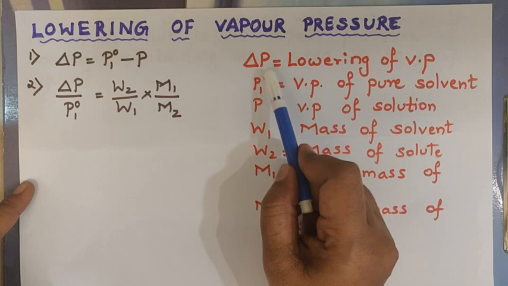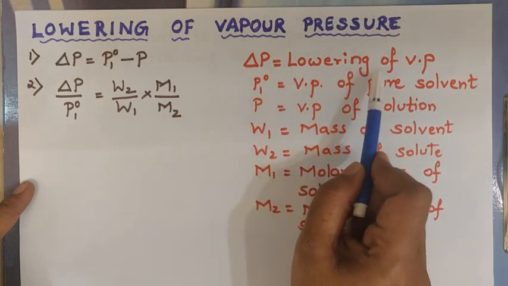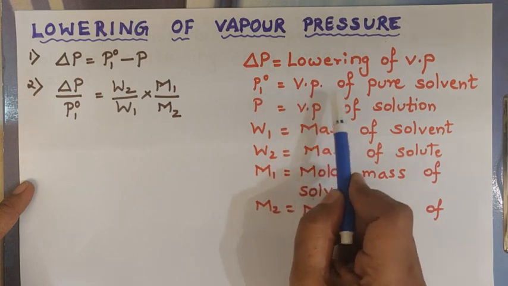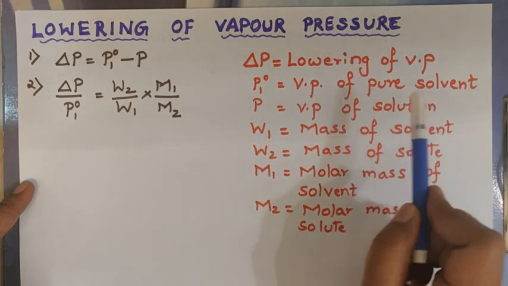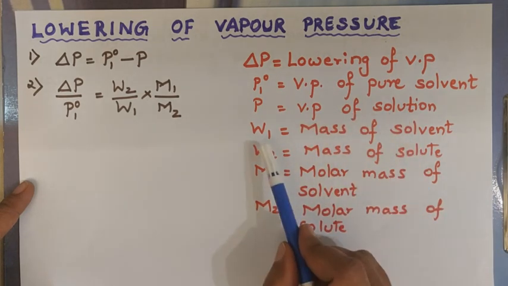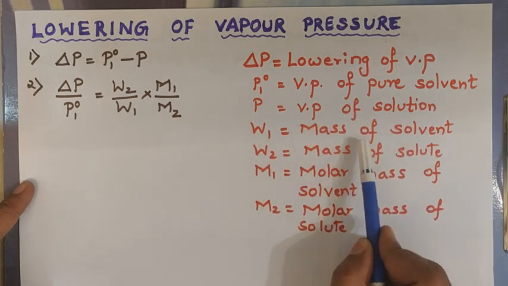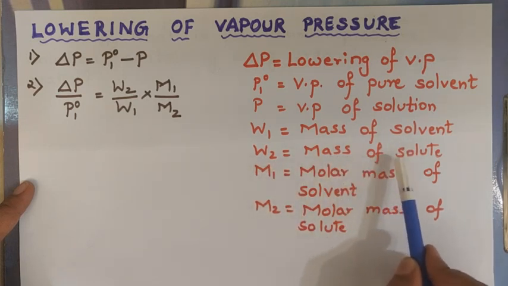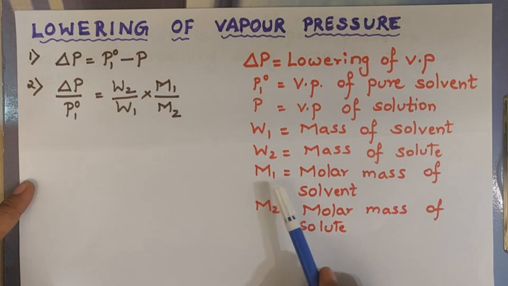Here delta P stands for lowering of vapor pressure. P1 naught stands for vapor pressure of the pure solvent. P stands for the vapor pressure of the solution. W1 stands for mass of the solvent. W2 stands for mass of the solute. M1 stands for molar mass of the solvent and M2 stands for molar mass of the solute.